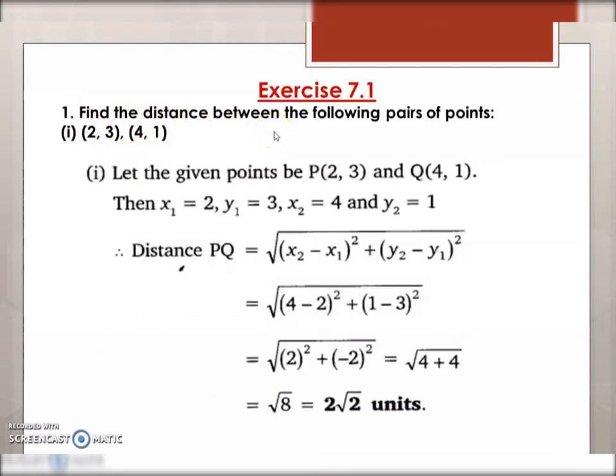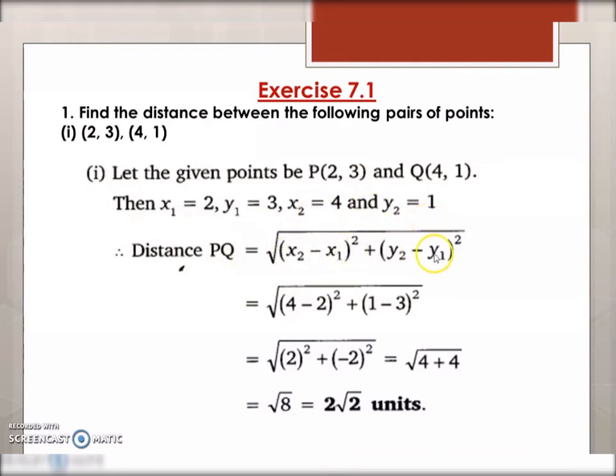Find the distance between the following pairs of points: 2, 3 and 4, 1. So here P I have taken as 2, 3 and Q I have taken as 4, 1. However, if I change these coordinates as P 4, 1 and Q 2, 3, then also the distance will come the same. So first write down the values of x1, y1, x2 and y2. So here x1 is 2, y1 is 3, x2 is 4 and y2 is 1.